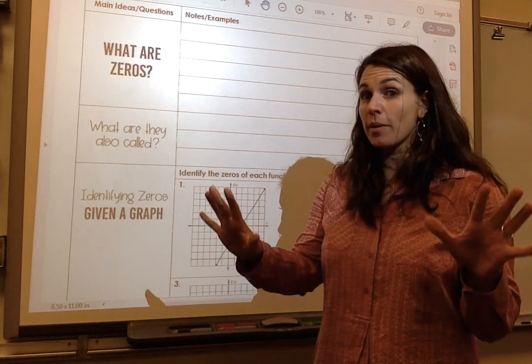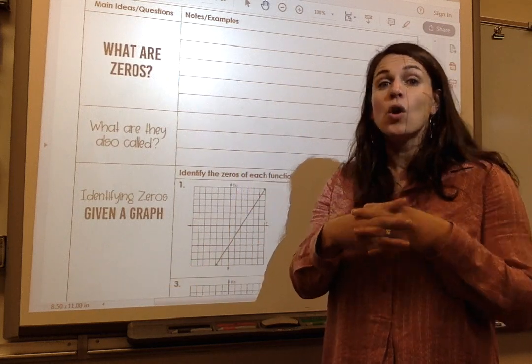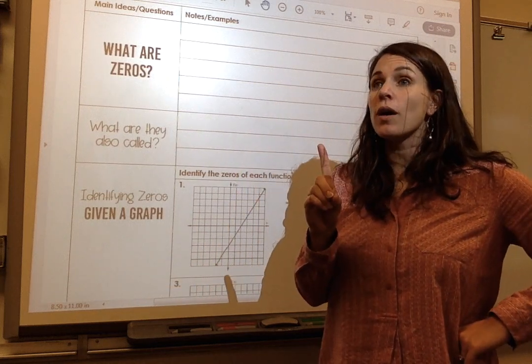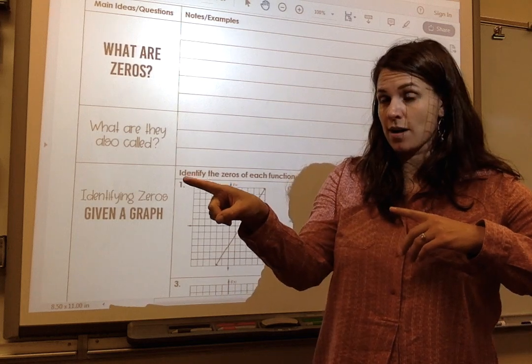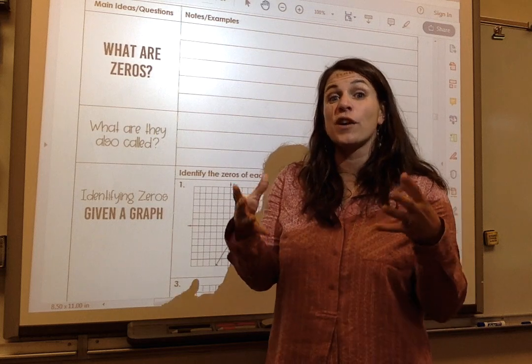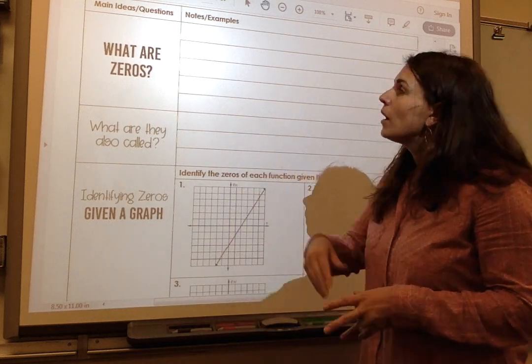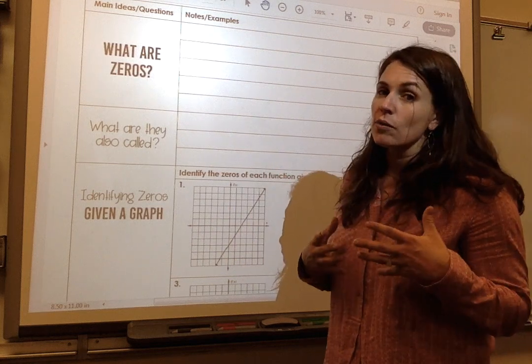So again, we're still talking about functions. We know a function has to pass the vertical line test. We know there can only be one value of y that matches each x. So the definition of a function is still a really, really big deal. We know a function's a relation. It's a special relation. So here we're going to continue and talk about what are the zeros of a function.